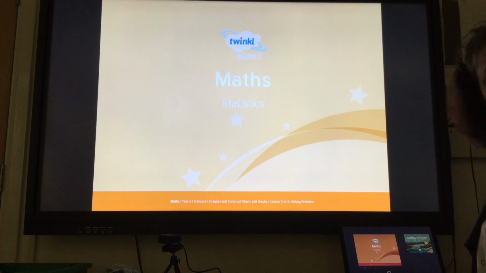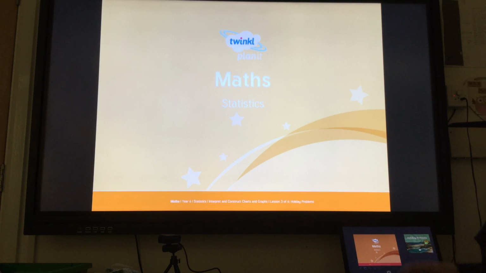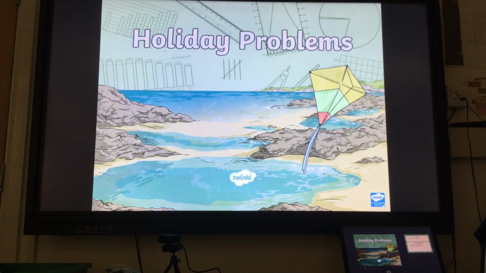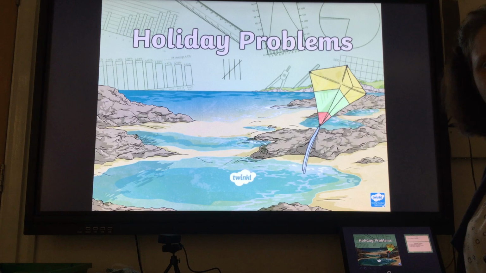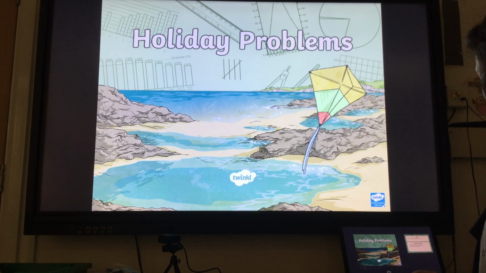Today we're going to have a little bit more of a look at line graphs and see if we can use them to solve some problems. Our problems today are all about holidays because I'm really wishing that I could go on holiday. So I'm imagining that I'm there on that beach about to jump in that water. Can you imagine that too? I wonder where you would go on holiday if you could go on holiday right now.